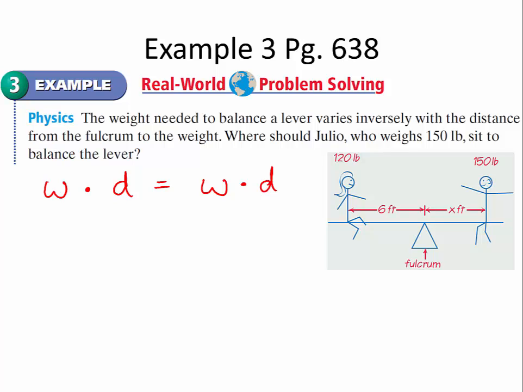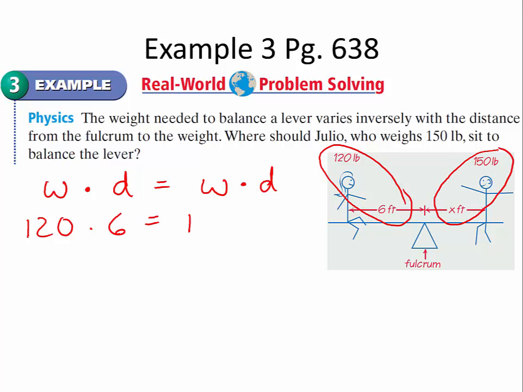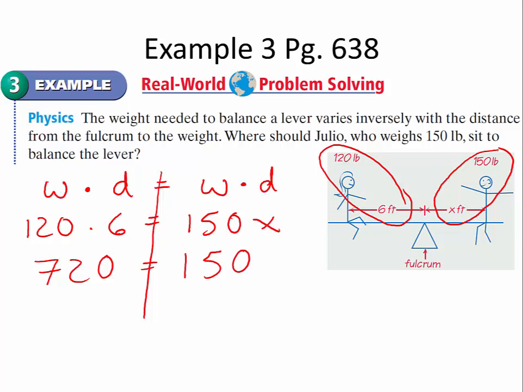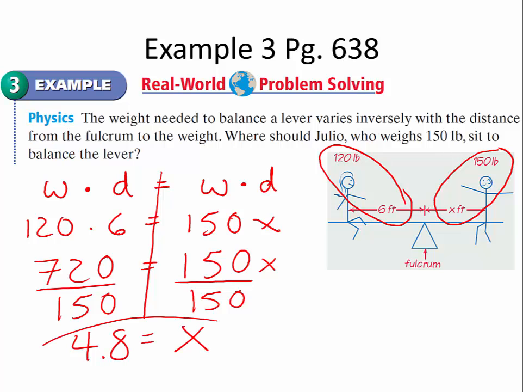So what is our first weight here? 120. What is our first distance? 6. So take 120 times 6 on one side. And on the other side, you have 150 and x. So 150 times x. And go ahead and do your multiplication, which comes out to 720 equals 150x. And then from there, get x alone by dividing 150 to both sides. Now, if you have the correct answer, you should come out with 4.8 feet equals x.